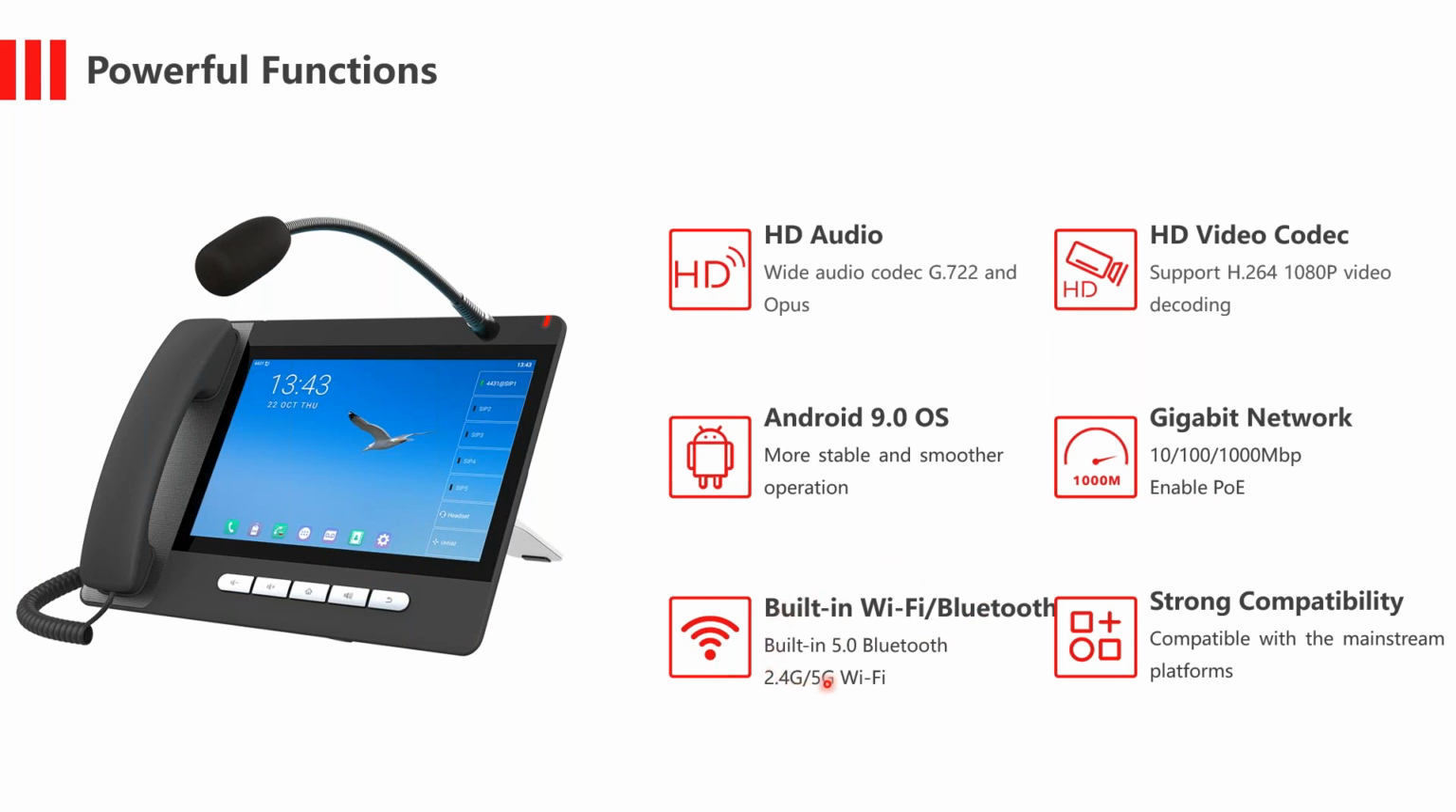Now, the great news is that it also has built-in Wi-Fi and Bluetooth capabilities. It conforms to Bluetooth 5.0, as well as supporting both 2.4G and 5G Wi-Fi built into the phone. So not only can it support the classic PoE interface on the hardware spectrum, but it can also support many of the wireless or Wi-Fi capabilities that have grown in popularity in many of the business systems out in the marketplace.